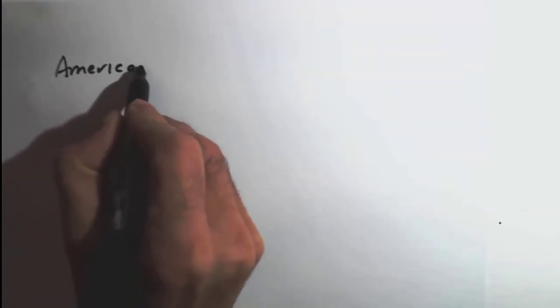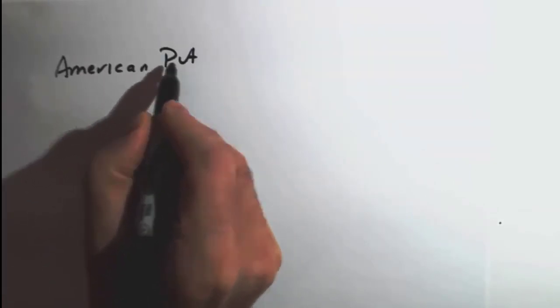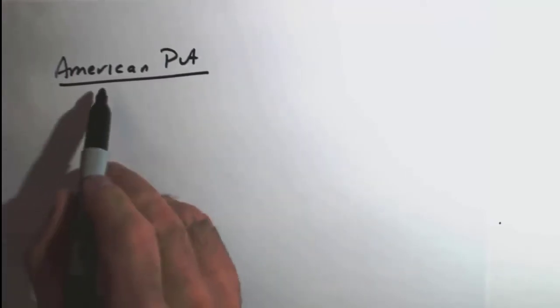Now let's take a look at an American put. You may not have caught it, but I just skipped an American call. Normally I do calls then puts, but in this case I'm skipping the American call. Why am I skipping it?